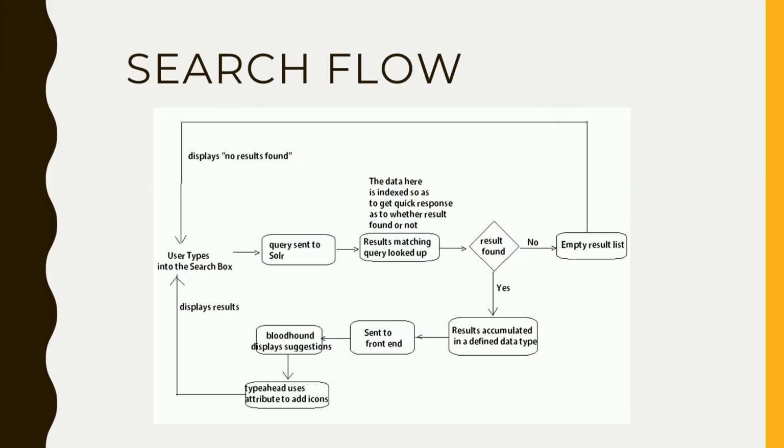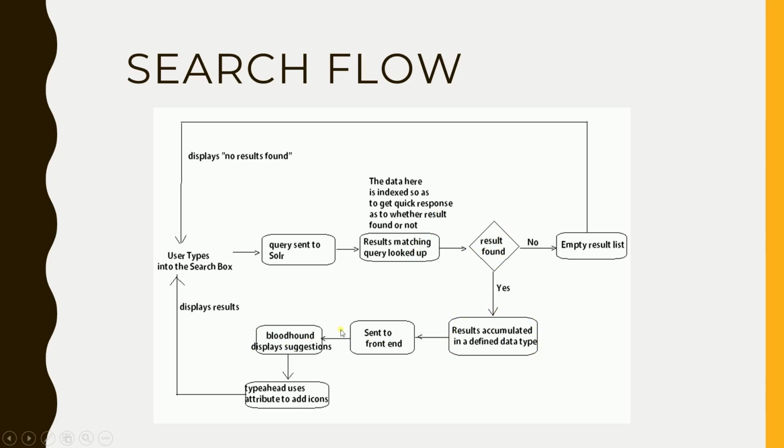So this is the workflow of how the search works. Once the user types into the search box, the query is sent to the Solr server. Solr is basically a repository which indexes the search results and displays them when the user requests them. The results are matched using the query, and the data is indexed so that the user gets a quick response whether results are found or not. If the results are found, then they are accumulated in the defined data type for typeahead and then sent to the front end to the Bloodhounds.